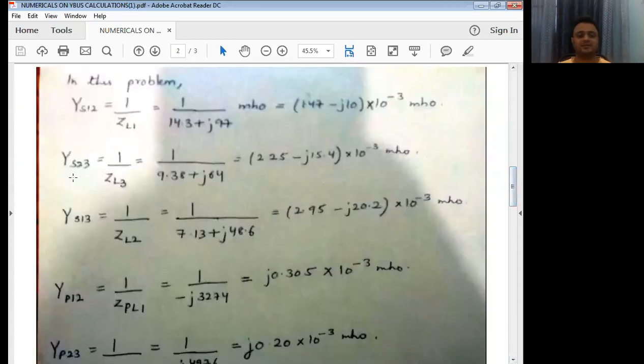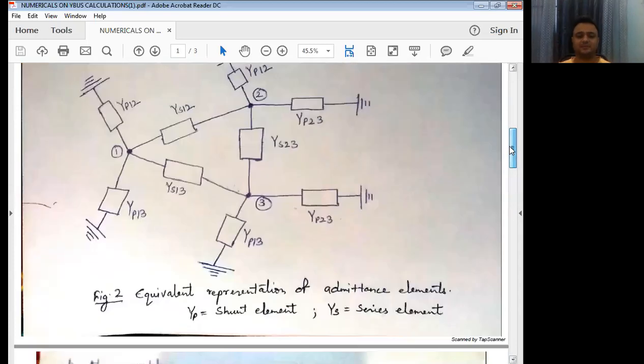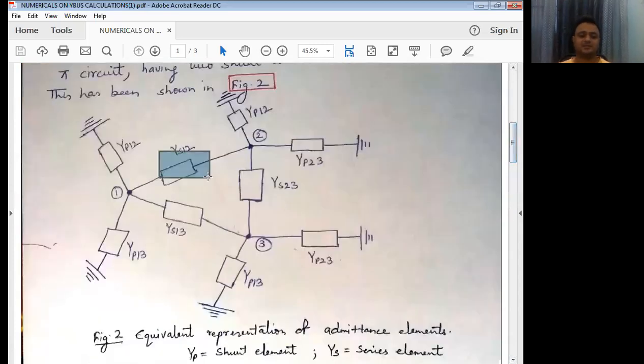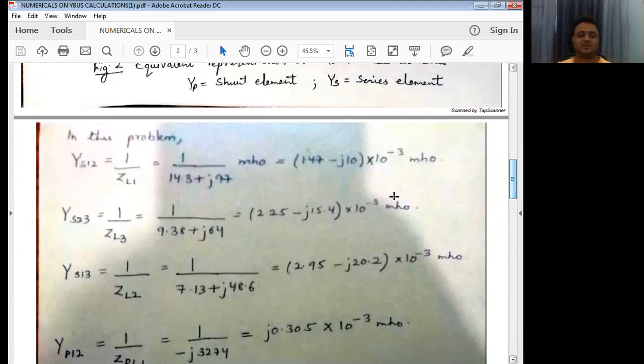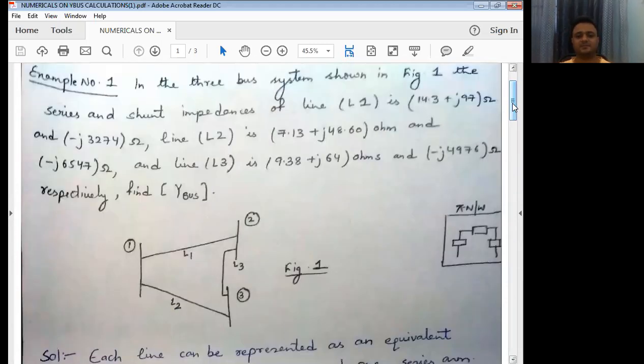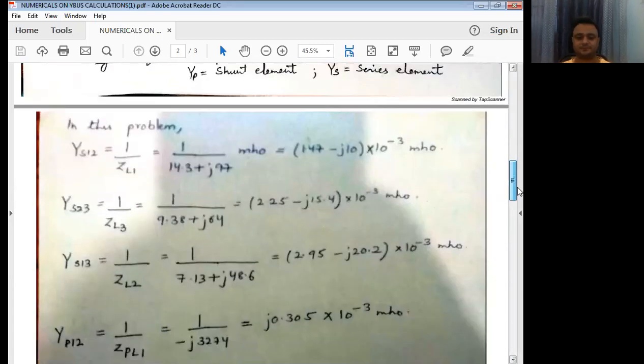Again, series impedance between 2 and 3. What I am calculating are these terms: series impedance 1, 2, series impedance 1, 3, and series impedance 2, 3. So for calculating the series admittance, the values of series impedance have to be substituted. In line 3, the series impedance is this. In line 2, the series impedance is this. In line 2, the shunt impedance is this. In line 3, the shunt impedance is this one.